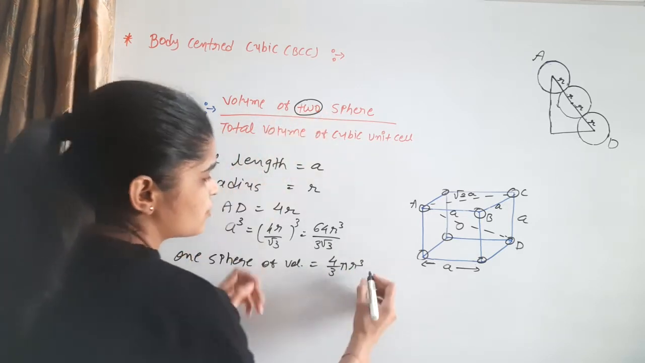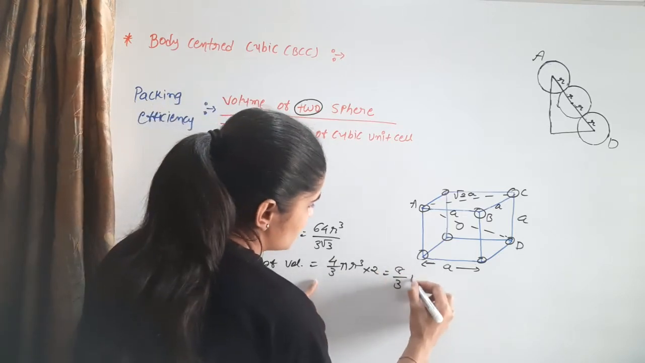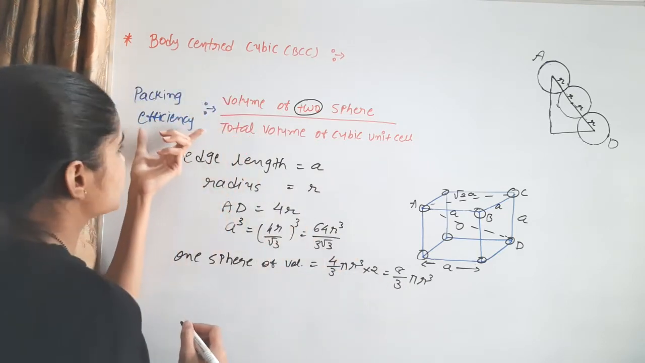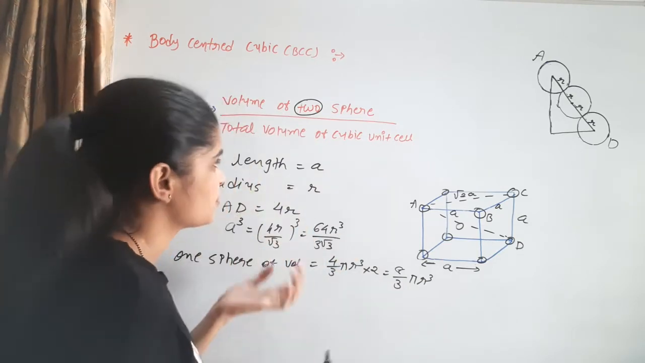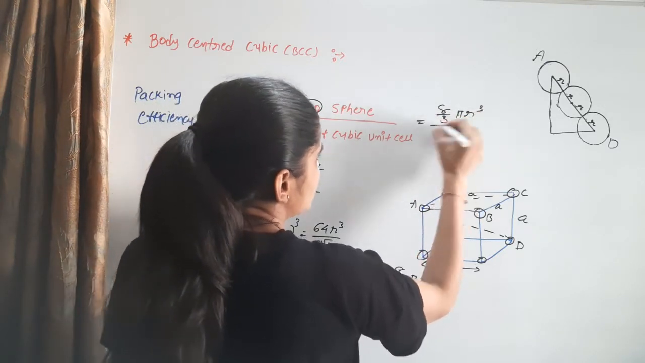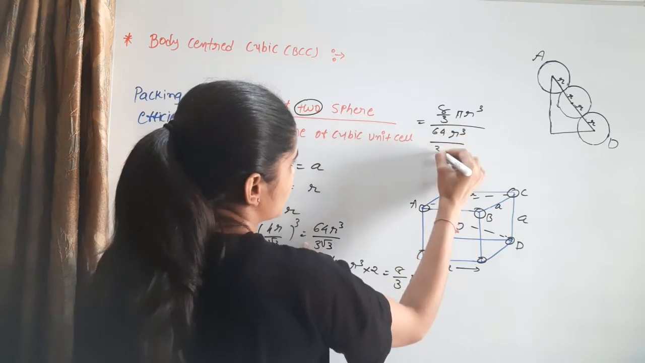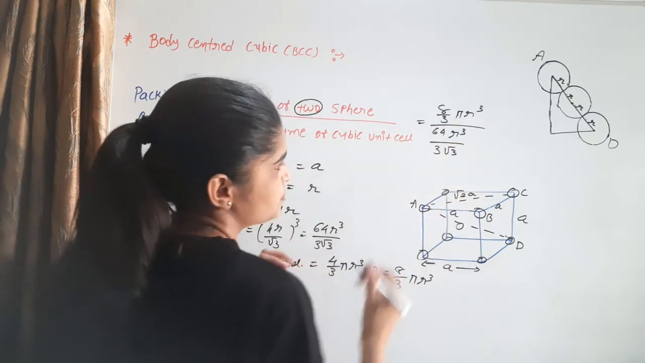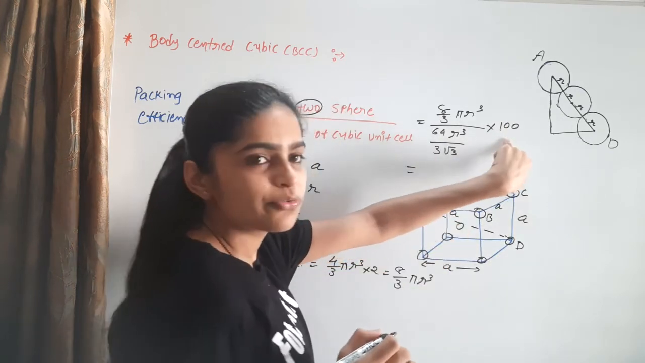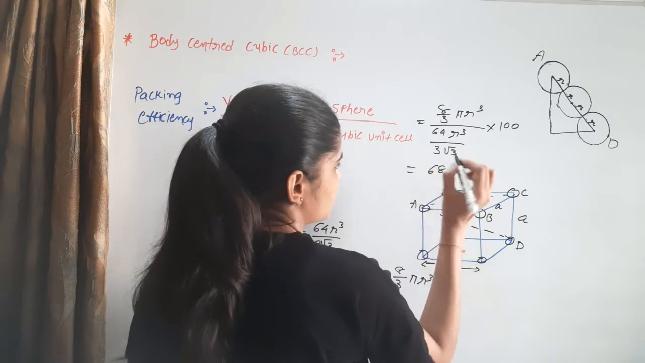Then two spheres means multiplication of 2, 8 by 3 pi r cube. That way we find out the packing efficiency in BCC. 8 by 3 pi r cube divided by 64 r cube by 3 root 3, and multiplication of 100 gives the percentage of efficiency. Its percentage of efficiency is 68%.